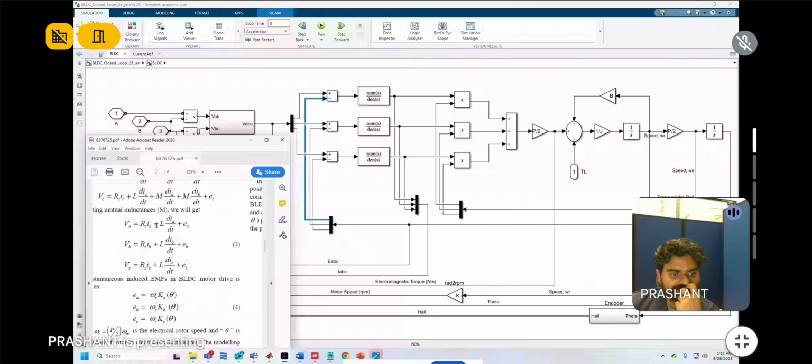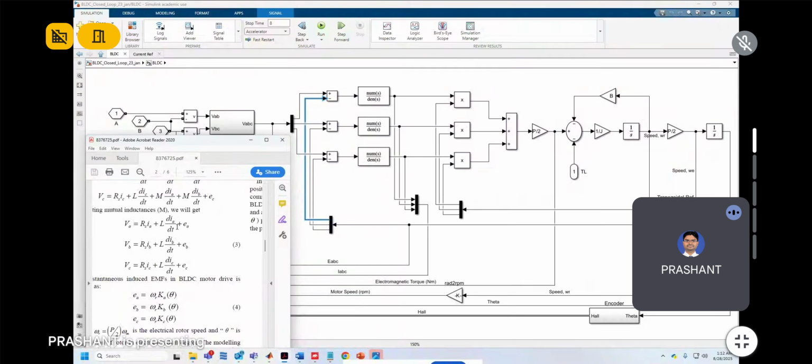We will have Rs Ia plus L di by dt. If you take Ia separate from Rs Ia and L di by dt, we will have some transfer functions there. So now we will write some transfer functions here for Rs and L. For all the phases, I have taken LA is equal to LB is equal to LC is equal to L, and the stator resistance is the same for all the three phases.